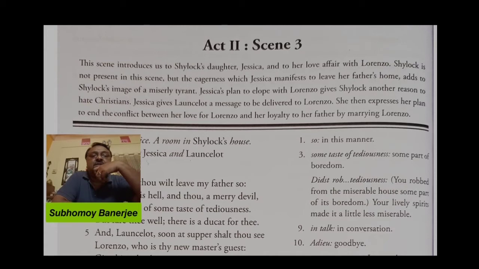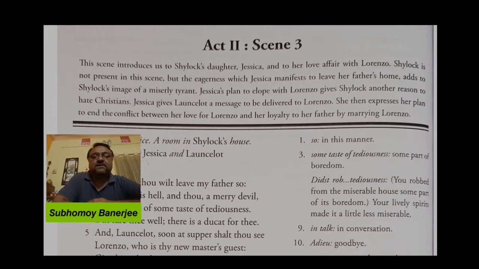Shylock is not present in this scene, but the eagerness which Jessica manifests to leave her father's home adds to Shylock's image of a miserly tyrant. Miserly means one who does not want to spend money, and tyrant means one who is a kind of dictator or a kind of torturer. We cannot really say that Shylock tortures his daughter, but at the same time, he is a very strict father.